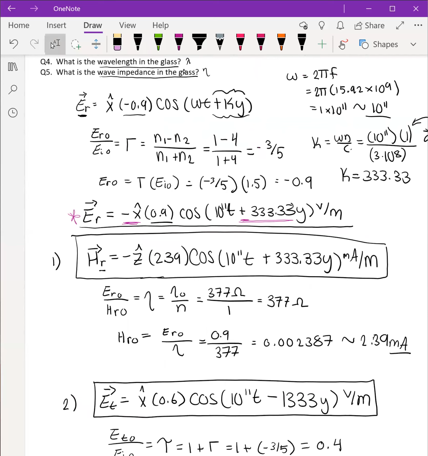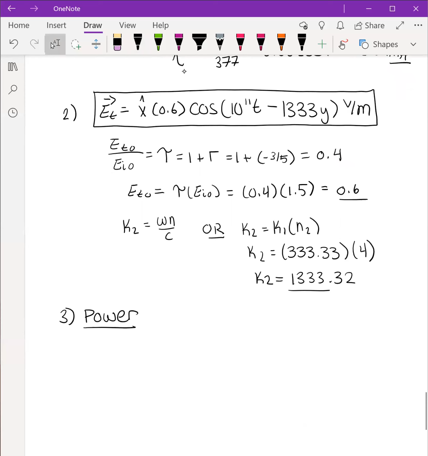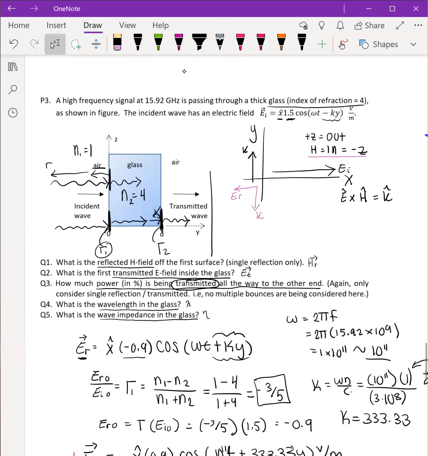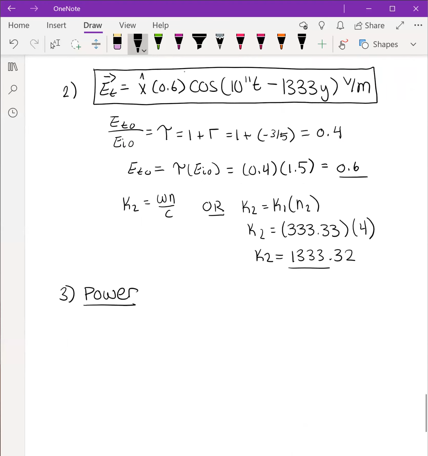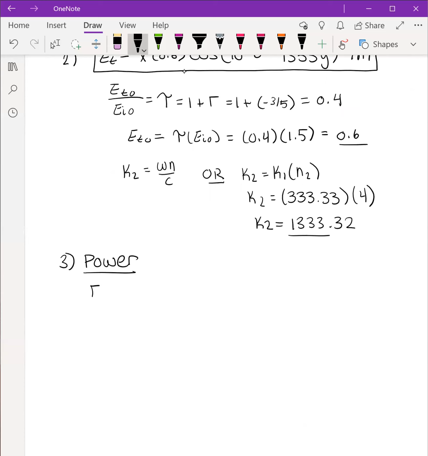Gamma 1, to remind us, we found as -3/5, and that was when we were going from air to glass. Now we're going from glass to air to find gamma 2. So if we write down what we have and what we want to find, we have gamma 1, which we found from going from air to glass, and that was -3/5. Now we need to find gamma 2, and that's going from glass to air.